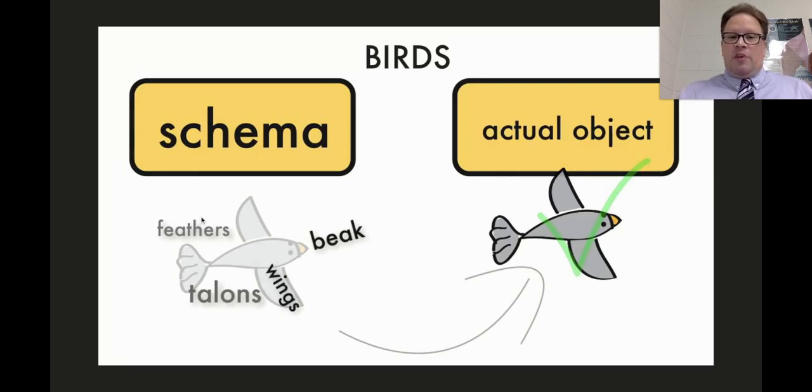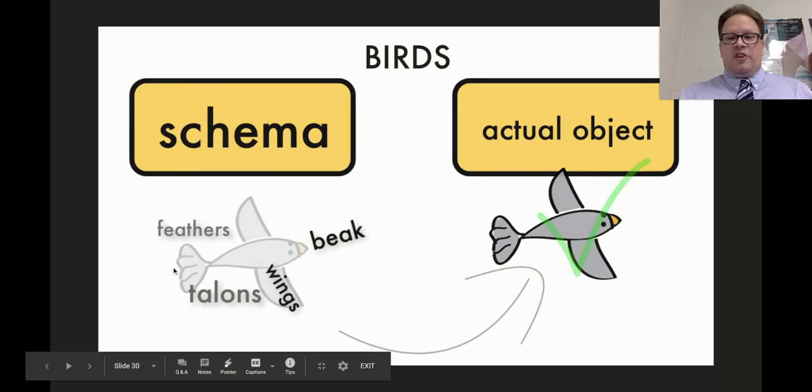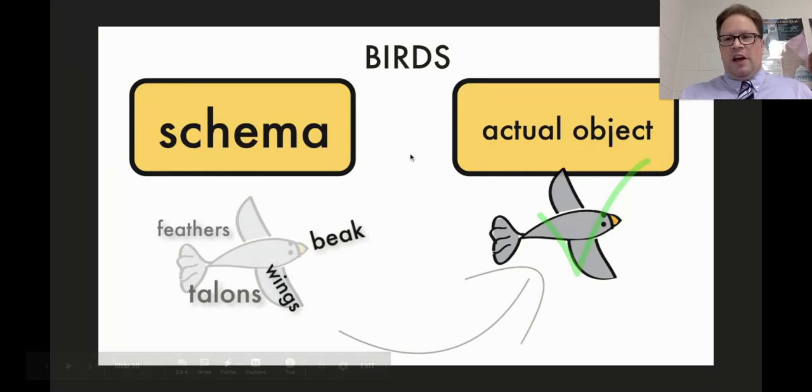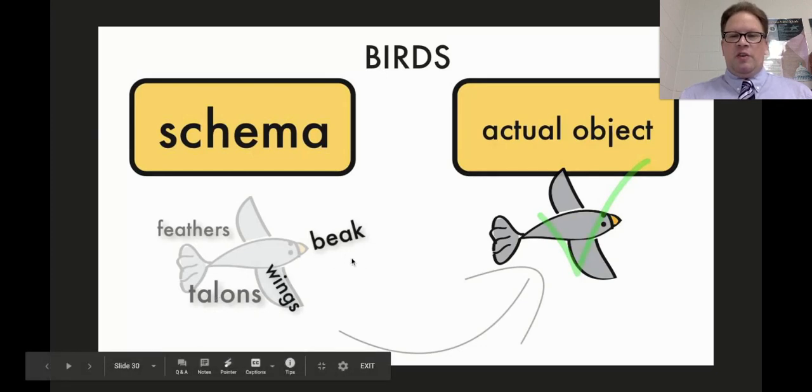So again, schemas are just the different characteristics that we use to classify certain things. So like a bird has feathers, talons, wings, and a beak as an example.